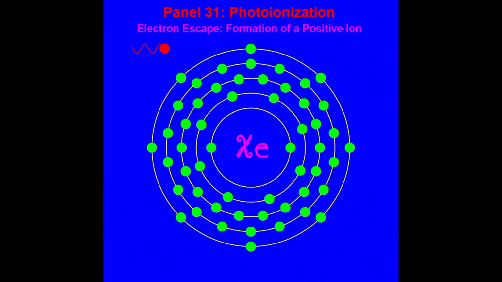Photoionization begins as a high-energy photon collides with a xenon atom, ejecting an electron and leaving behind a positively charged ion. To regain stability, the ion attracts a free electron, which moves toward the valence shell. Upon capture, the electron releases excess energy as a photon.